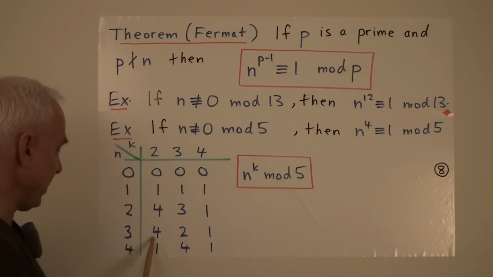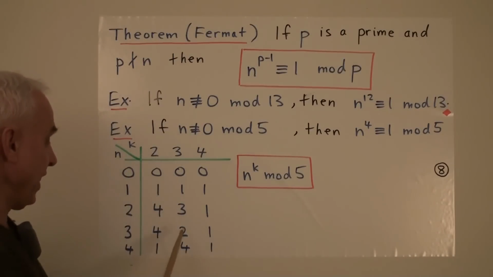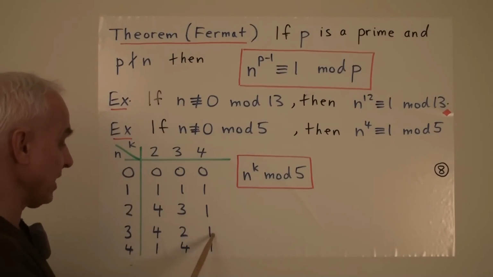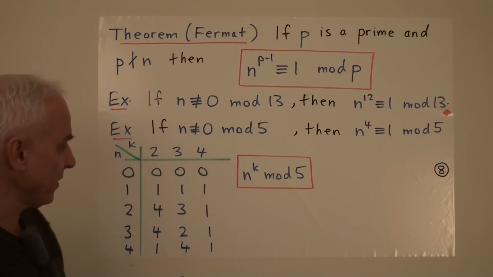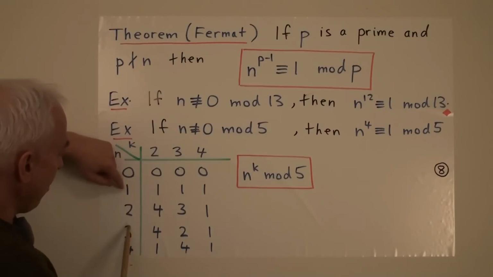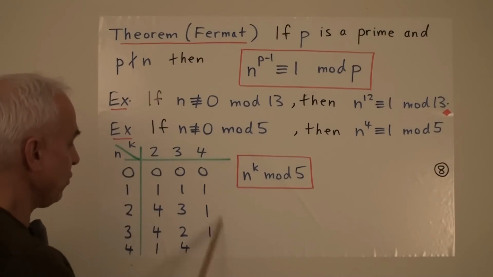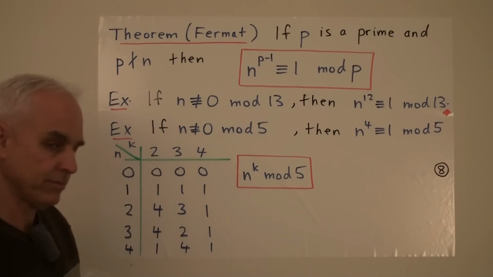Then multiply by 3 again. 3 times 4 is 12, which is the same as 2 mod 5. And 2 times 3 is 6, which is the same as 1 mod 5. So in each of these non-zero cases, so 1, 2, 3, or 4, once you raise the number to the 4th power, you get 1s.